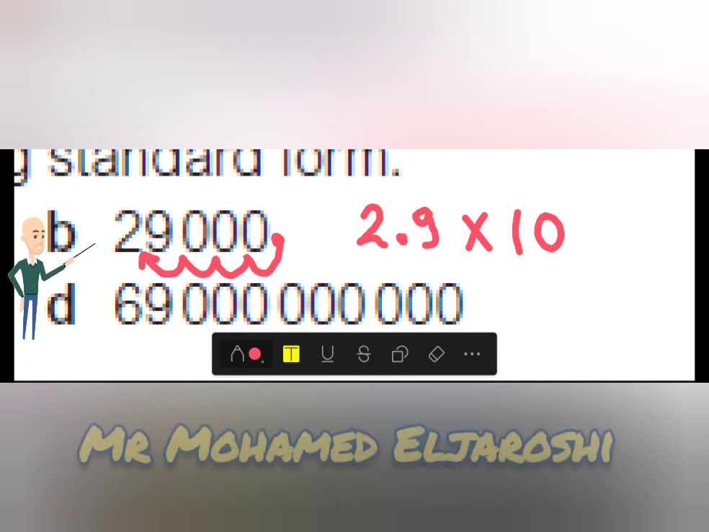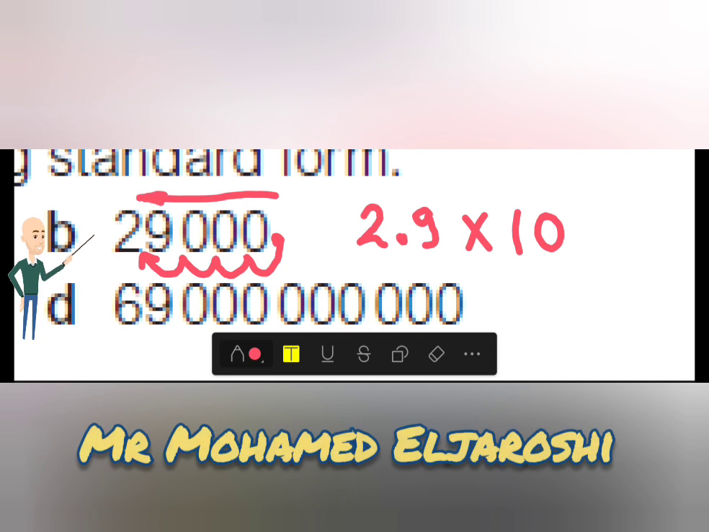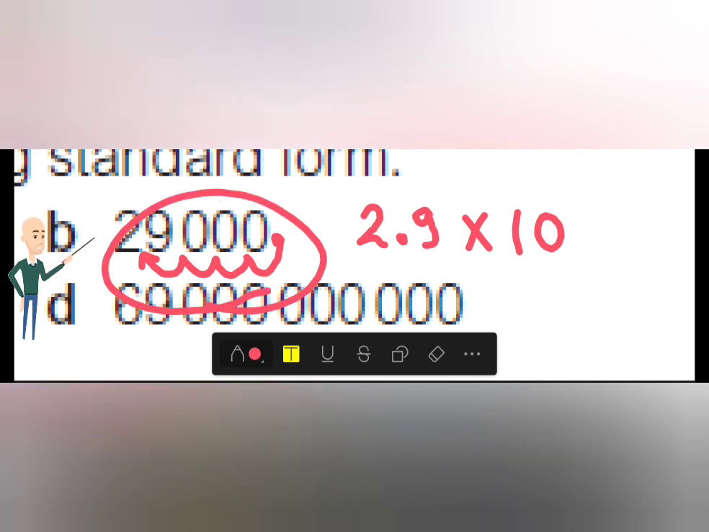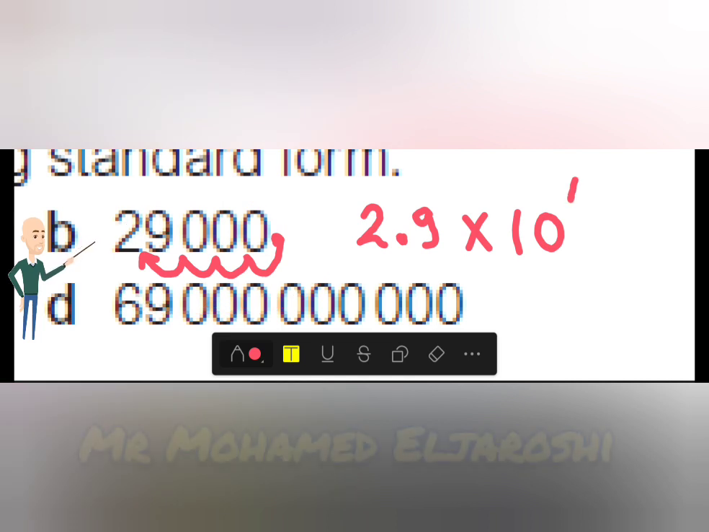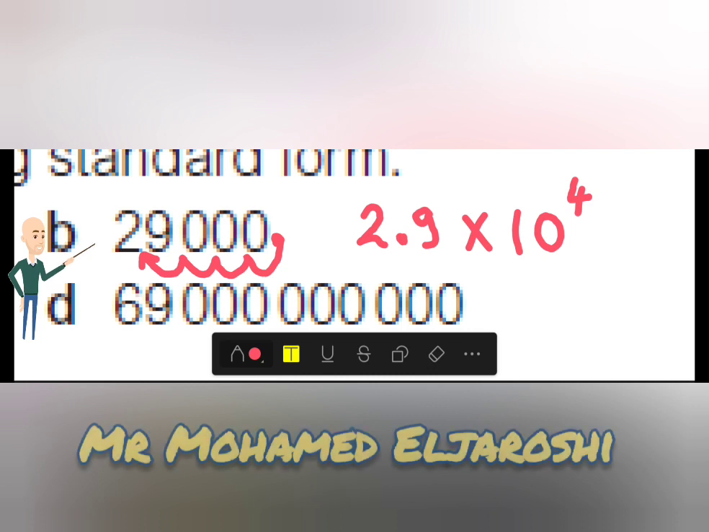And the power is what? It's positive because of this movement. And how many times did I move here? Very good. I moved 1, 2, 3, 4 times. So it's going to be power of 4. Very good. Now let's move on to the next question.